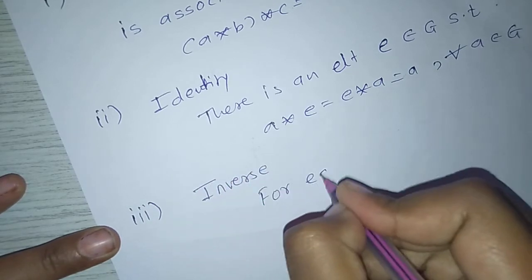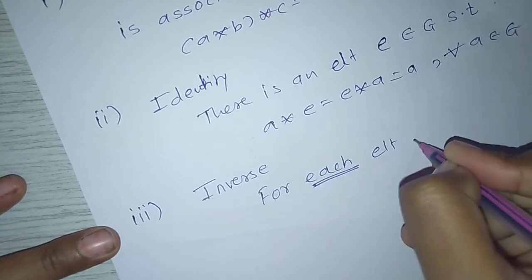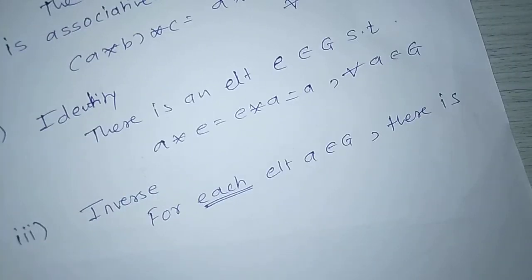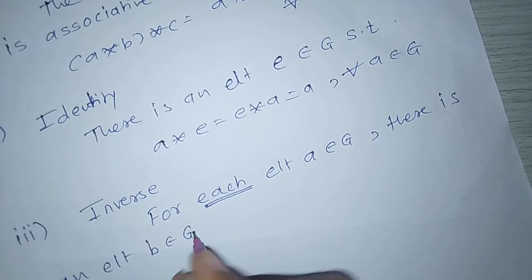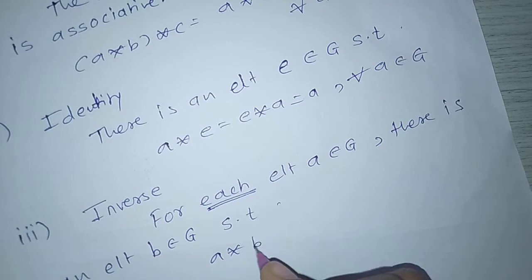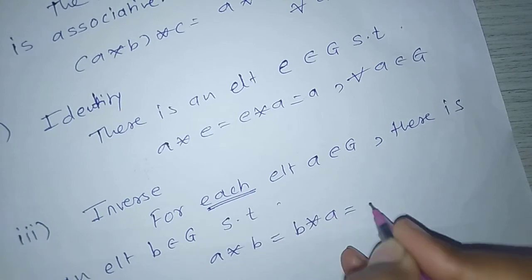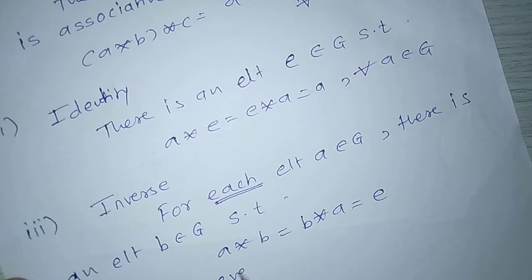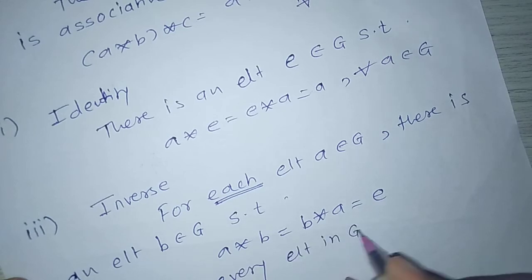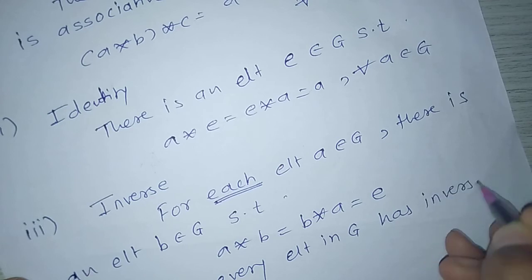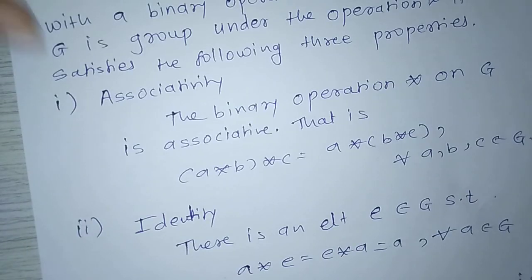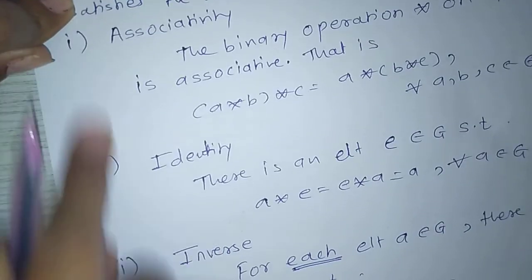For each element A belongs to G, there is an element B belongs to G such that A star B equal to B star A equal to E. That is, every element in G has inverse in G. When G satisfies these three properties, then we can say that G is group.